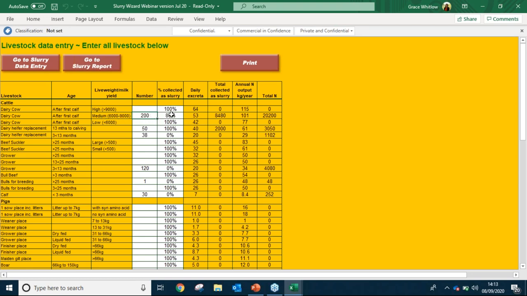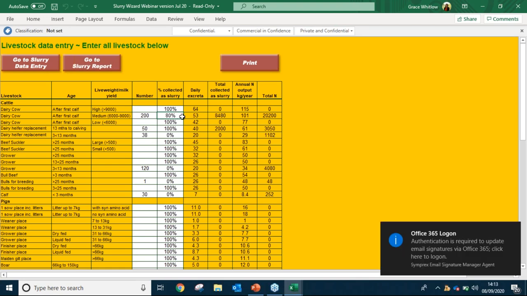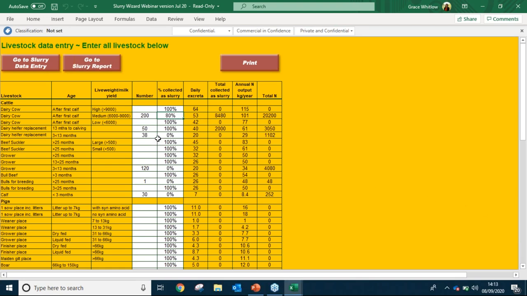And here we've got a column identifying the percent collected as slurry. So this is not about grazing versus housing. This is about the percentage of the herd which is producing slurry. In this case, dry cows are housed in straw yards, so therefore 80% of the herd is producing slurry. It produces slurry at a rate of 53 litres per cow per day, standard figures. That is then calculated through to give us a volume of the slurry.